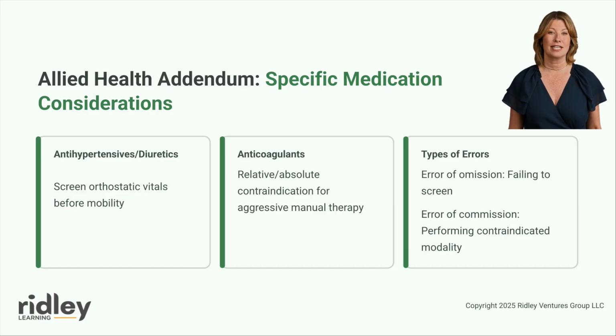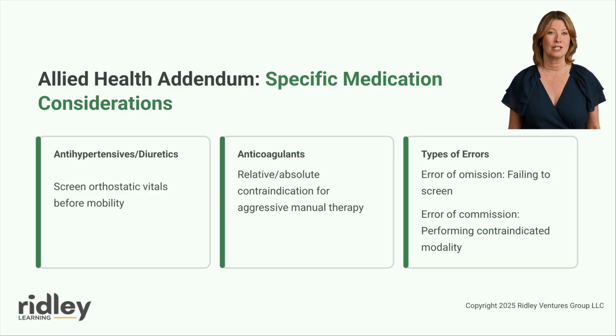The therapy contraindication is that orthostatic hypotension is a direct relative contraindication to initiating transfers or ambulation without prior screening. The medical error, which is an error of omission, is the failure to screen. Omitting orthostatic vital signs, which means blood pressure in supine, sitting, and standing positions, on a patient with new blood pressure medications creates the conditions for a preventable iatrogenic fall.